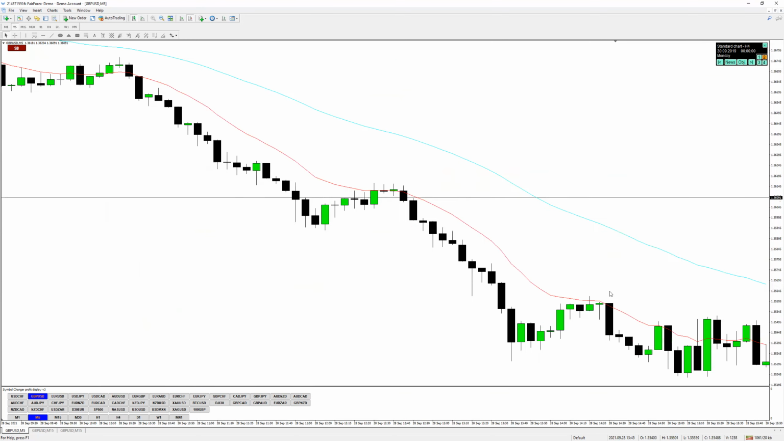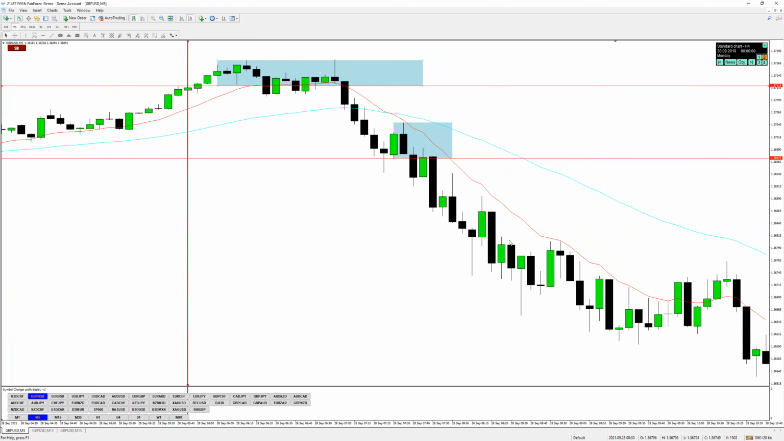From the higher time frame, you took it from the 4-hour structure that you saw price was shifting from a sale. So are you guys following me so far?